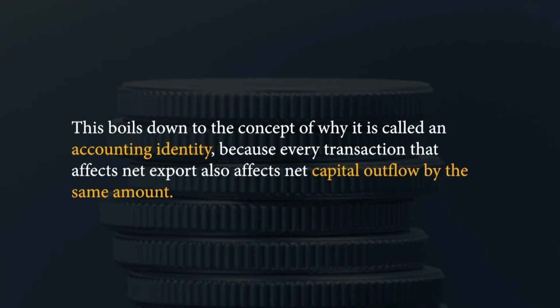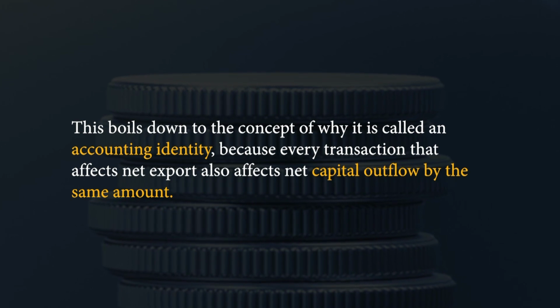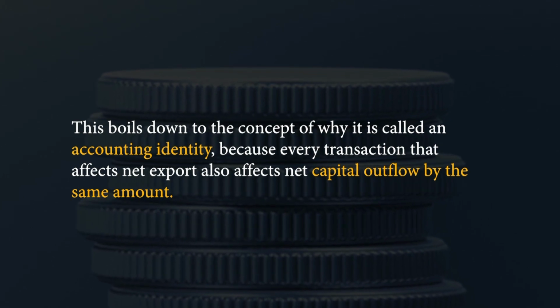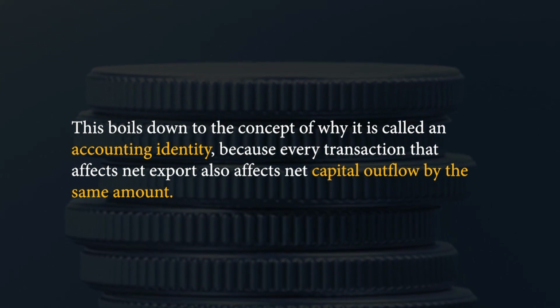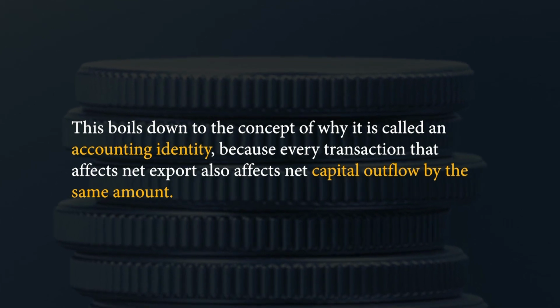This boils down to the concept of why it is called an accounting identity, because every transaction that affects net exports also affects net capital outflow by the same amount. This transaction refers to an international or global transaction. So it is affecting the net exports, and it's also affecting the net capital outflow. This net capital outflow is very much important because it refers to the capital which is invested abroad or any kind of return which is generated from the resources.